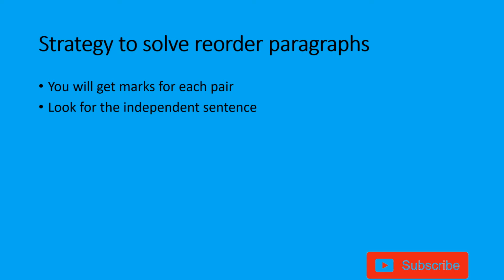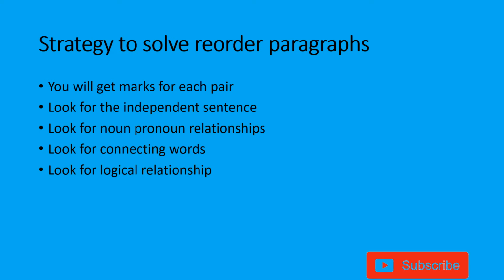So for that, you have to look for noun-pronoun relationships, look for the connecting words, and look for the logical relationship between the sentences. So, for example, if the first sentence talks about something like pollution, the second sentence can discuss a specific incident related to it. You should then repeat the same process for subsequent sentences.